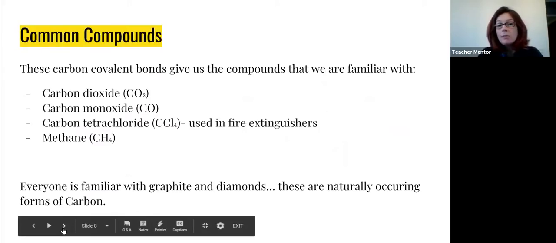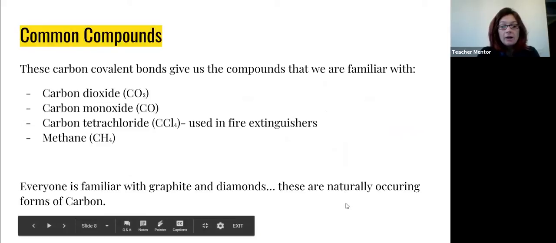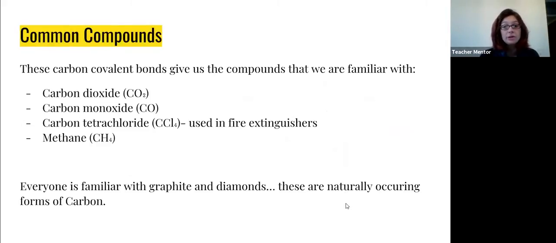And again, please don't worry about knowing all that information. I included it because I was hopeful it would help you understand how we get carbon, okay? So again, carbon typically forms covalent bonds, and again, those are sharing the outermost electrons with another element. Those covalent bonds are going to give us common compounds that we're familiar with.